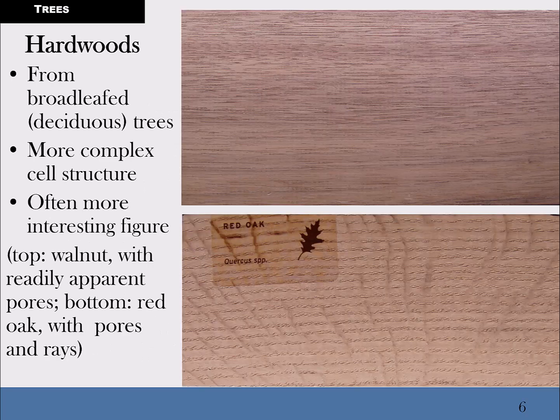Okay, so hardwoods come from broadleaf, the deciduous trees. You might remember that word from many years ago. Deciduous trees are any tree with a big broad leaf, as opposed to pine needles or such. So they have a more complex structure to the cells, often a more interesting figure and shape and such. On the top we've got a sample of walnut. On the bottom we've got red oak, and you see that the wood grain pattern is different in there.